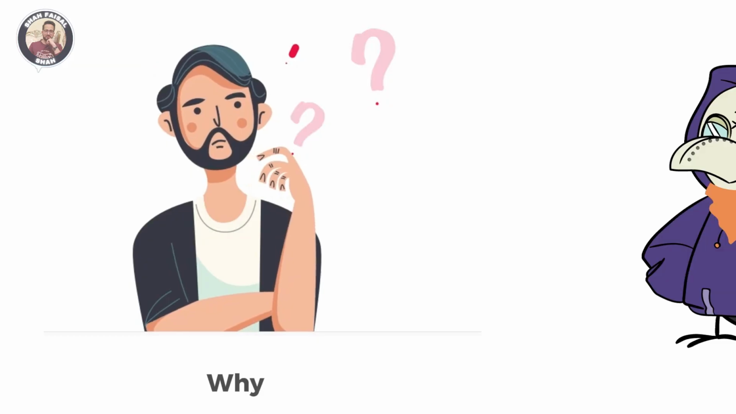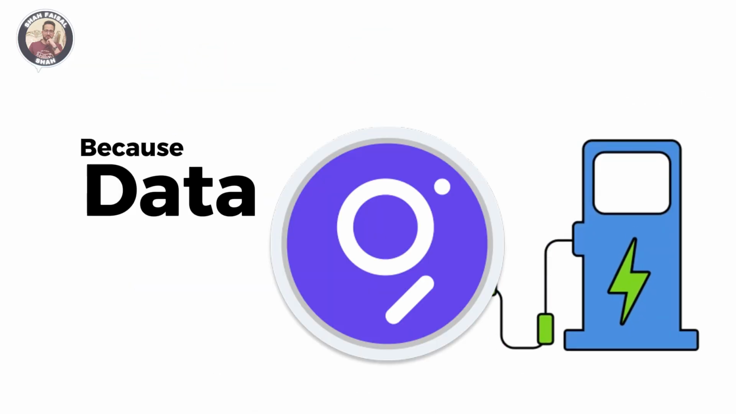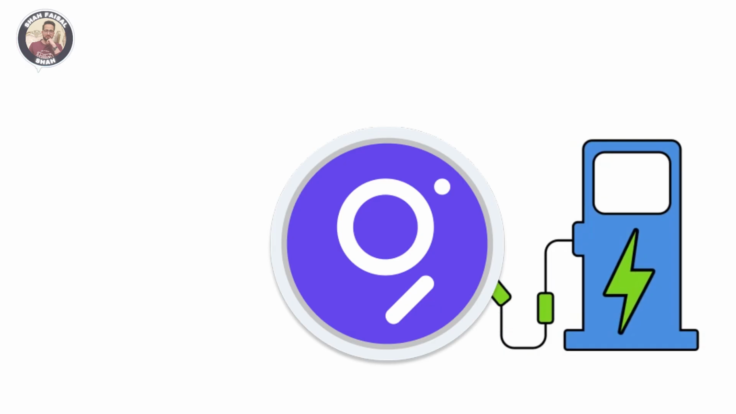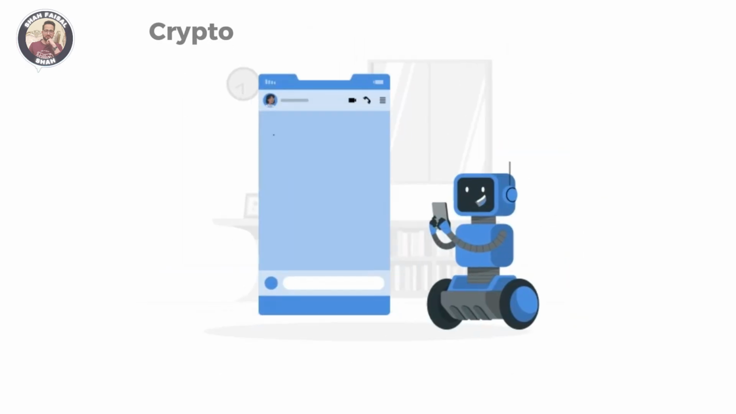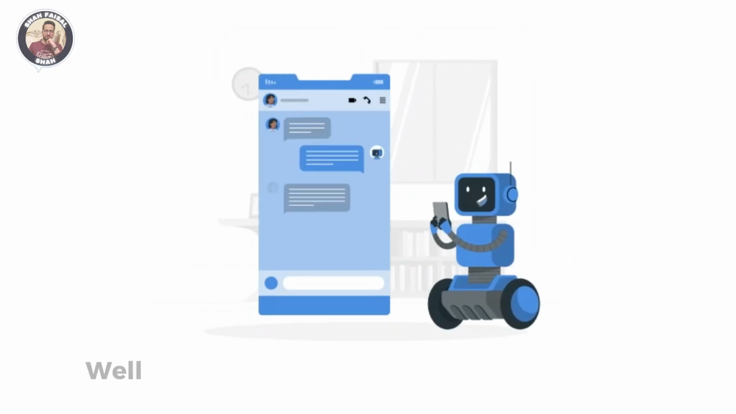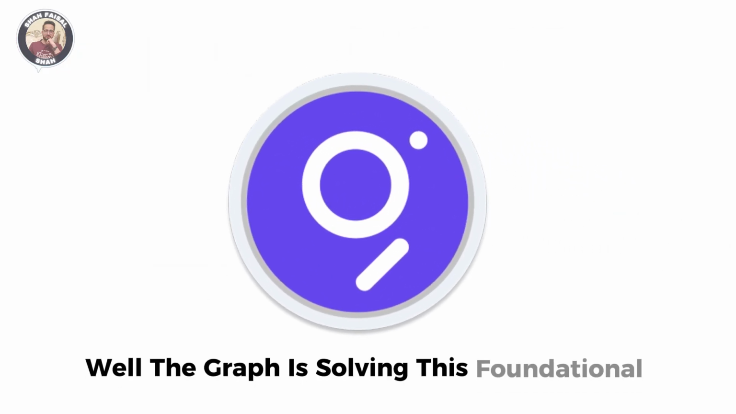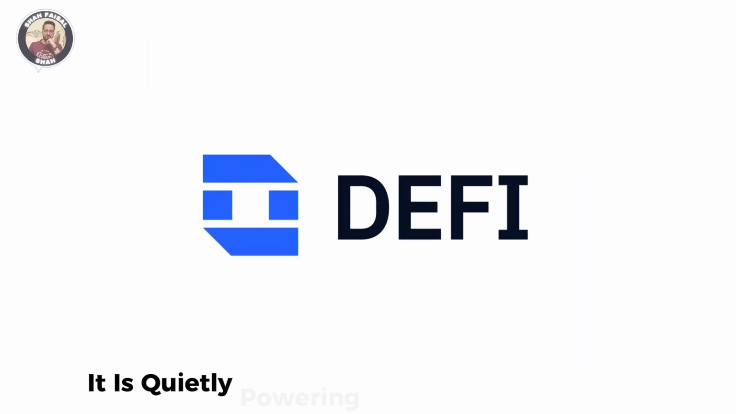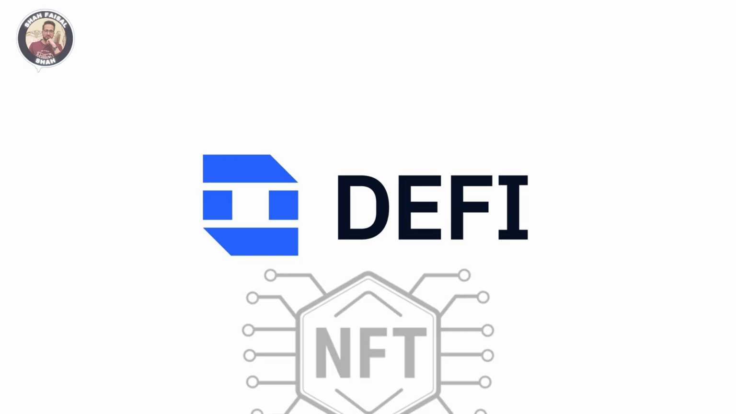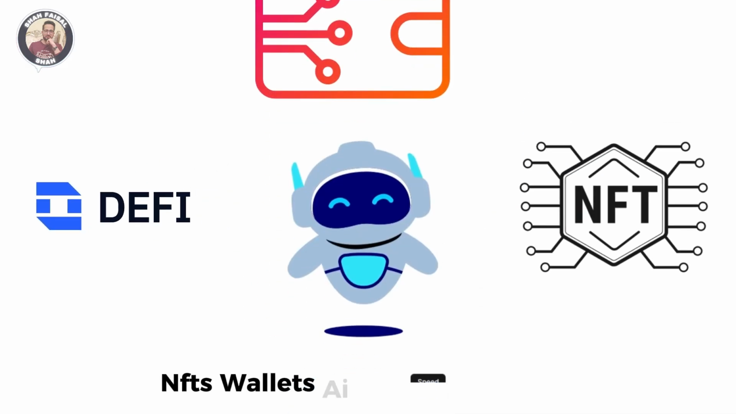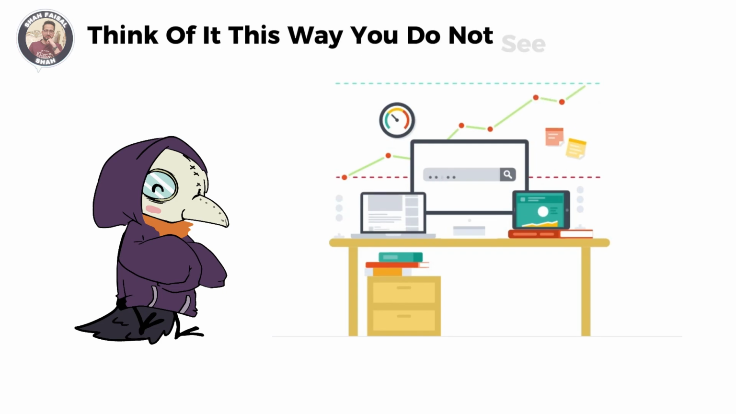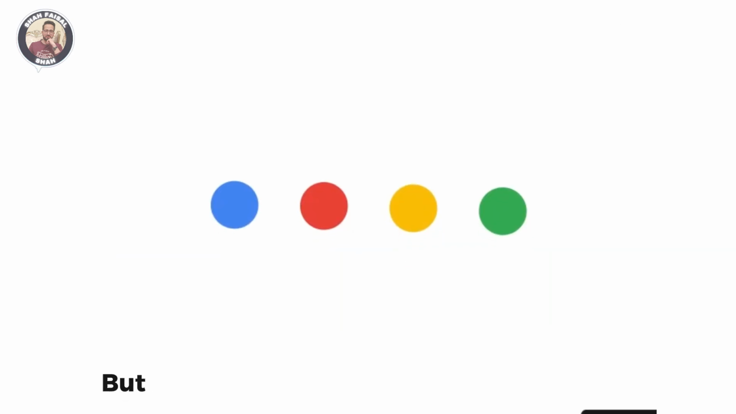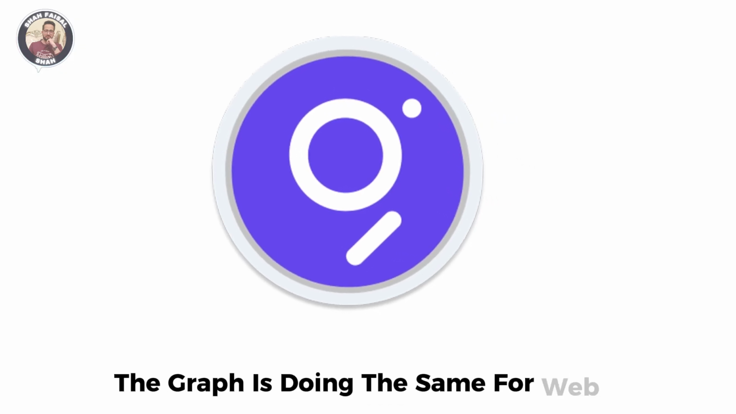Why is all this important? Because data is the fuel for every app. Without fast, accurate, and reliable access to data, crypto apps simply will not work well. The Graph is solving this foundational problem. It is quietly powering decentralized finance, NFTs, wallets, AI agents, and more. Think of it this way. You do not see Google when you browse the web, but it is there making everything possible. The Graph is doing the same for Web3.